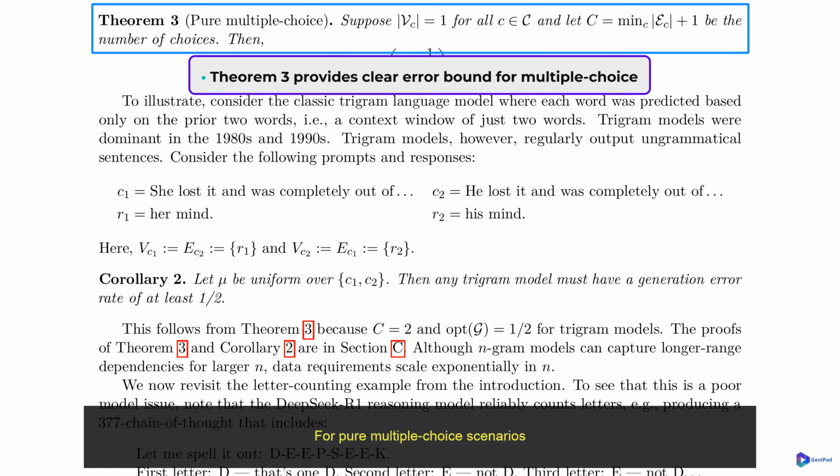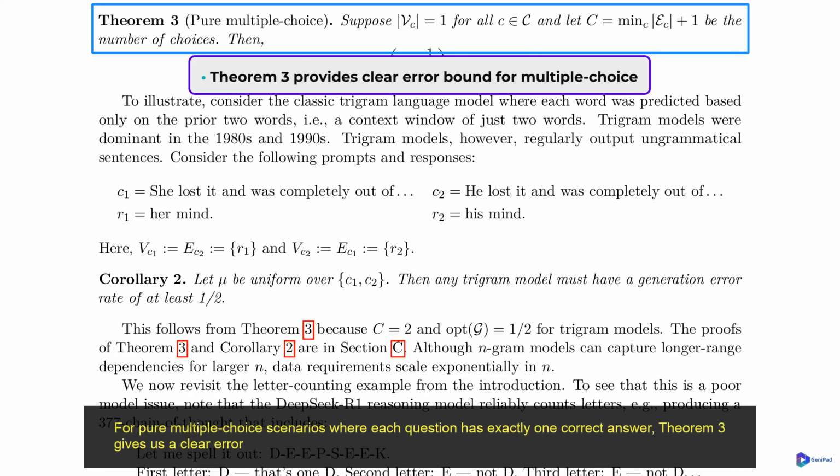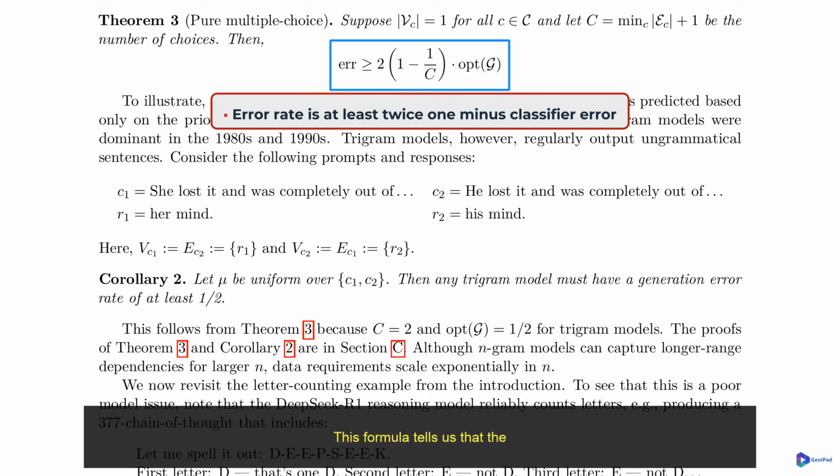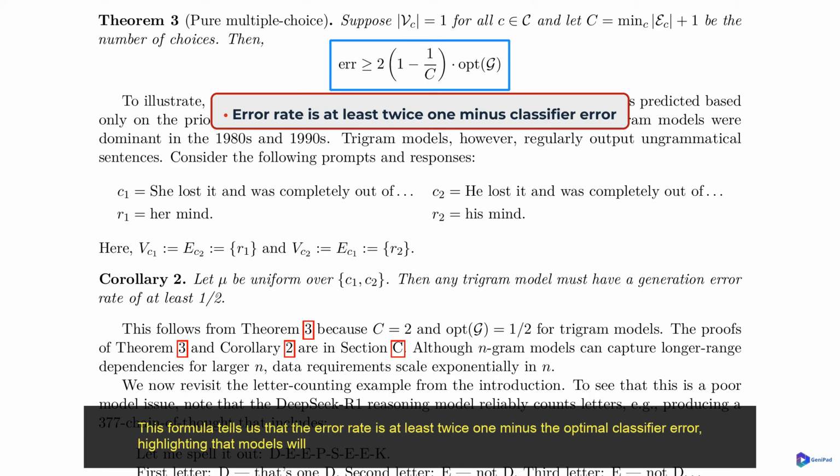For pure multiple-choice scenarios, where each question has exactly one correct answer, Theorem 3 gives us a clear error bound. This formula tells us that the error rate is at least twice 1 minus the optimal classifier error, highlighting that models will always struggle to be perfect in these cases.